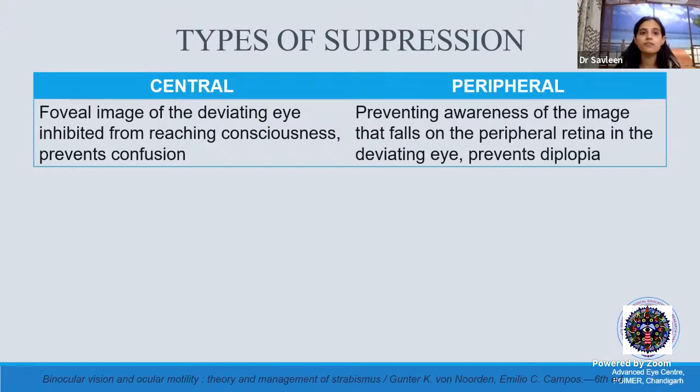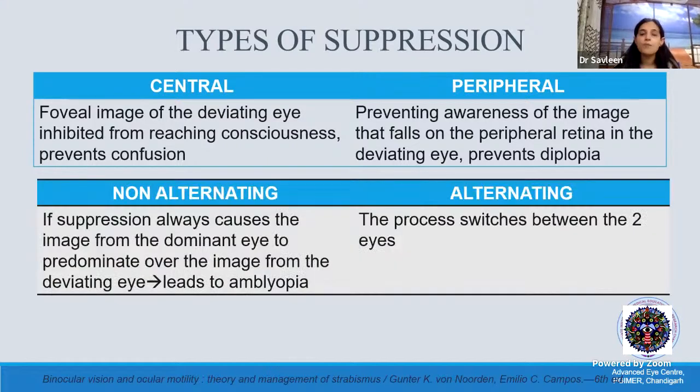By central suppression, we mean that in order to avoid confusion, we are just suppressing the image of the deviating eye. And by peripheral suppression, we mean preventing the awareness of the image that falls on the peripheral retina in the deviating eye. So we want to prevent diplopia. More commonly seen clinically is an alternating suppression, which is switching between the two eyes, and a non-alternating suppression. Non-alternating might also mean constant. You have a constant strabismus, so one eye is being fixated and the other eye is being suppressed. And constantly, when one eye is being suppressed, it leads to amblyopia.